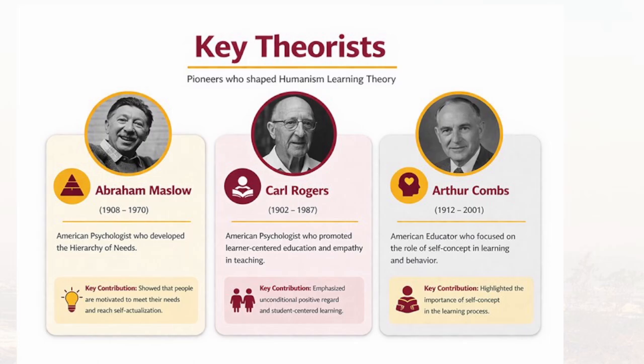Now let's take a look at the key theorists behind humanism. We will look at three key theorists, namely Abraham Maslow, Carl Rogers, and Arthur Combs. Abraham Maslow introduced the hierarchy of needs, showing that learners must meet basic needs before effective learning can happen. Carl Rogers contributed the idea of learner-centered education, where the teacher supports and guides learners. According to Arthur Combs, learning can occur if learning is meaningful to the learner.